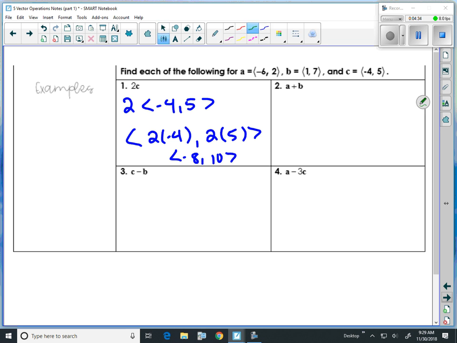Now, if we do a plus b, we have to add the like parts. If you look at the first part of a is negative 6, the first part of b is 1. So we have negative 6 plus 1. Same thing here for the second part, you add those together. So you'd end up with negative 5, 9. Go ahead and try 3 on your own. You're going to do c minus c. Give 3 a shot on your own.